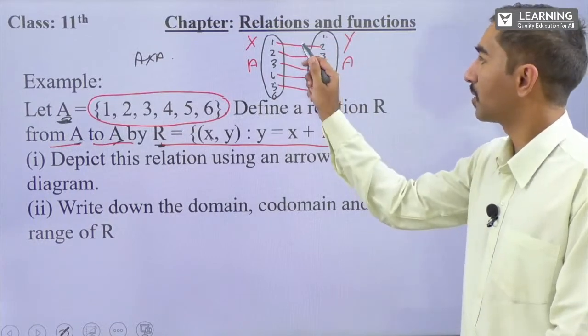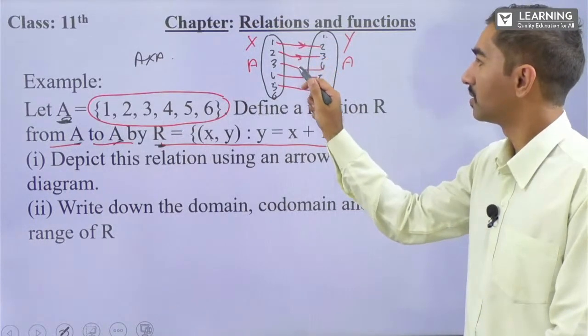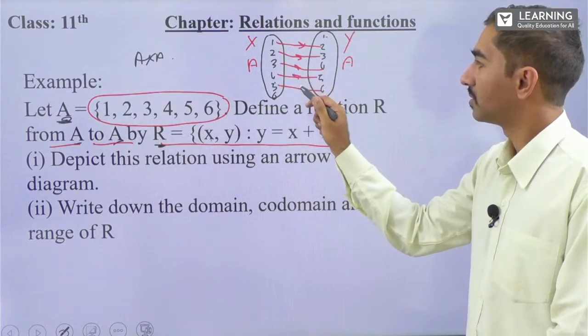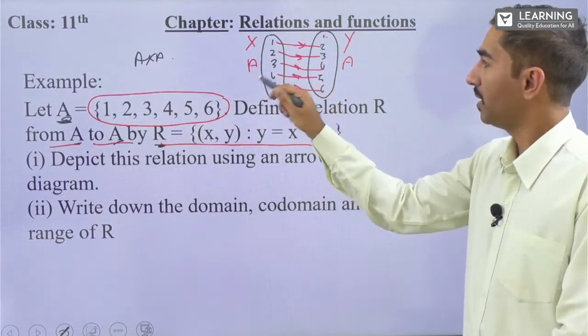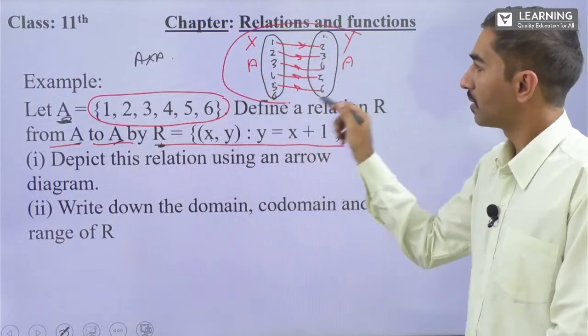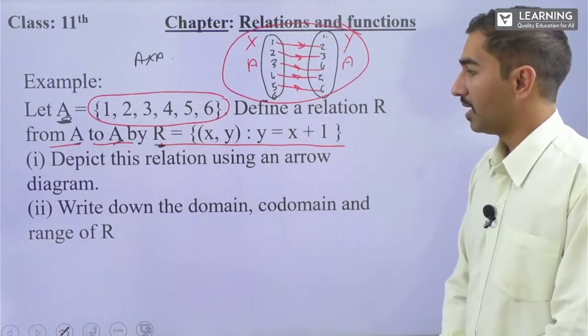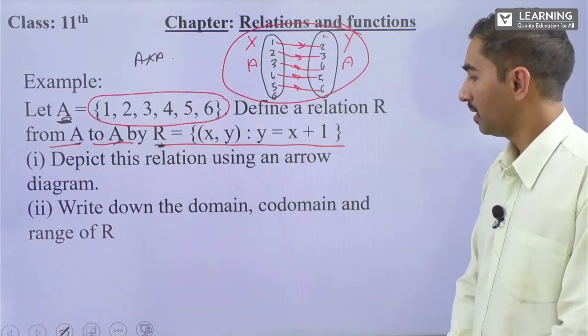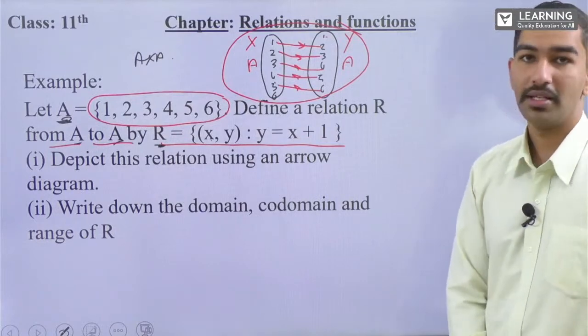So student, this is an arrow diagram. So see this. So from A to A, depict the relationship using an arrow diagram. This is that arrow diagram. Okay. And write down the domain, codomain and range of the relation.